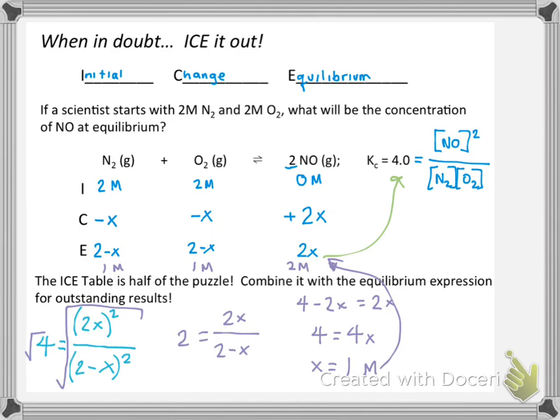Okay, so if you're ever unsure about what to do, just go ahead and set up an ICE table, write your K expression, and sometimes that can just help you see the different pieces and then eventually how to pull it all together.